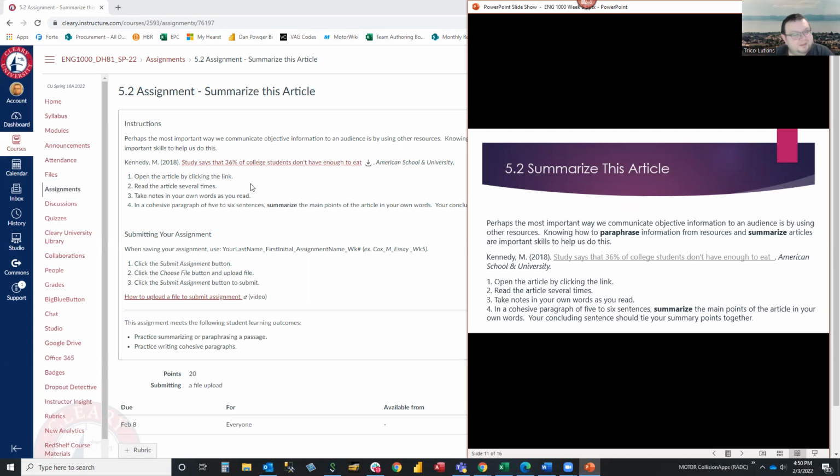Ideally, you read it a couple of times, but I was a student once. I know how it is. You're probably gonna read it once, but ideally, you read it. Usually the first time you're just reading it, and then the second time you're looking for things that you're going to use to do the homework. So you want to take notes in your own words as you read.